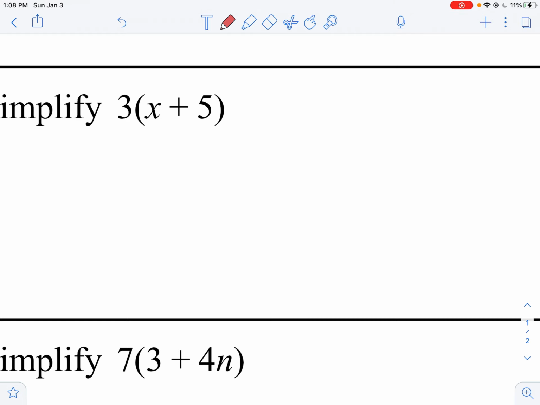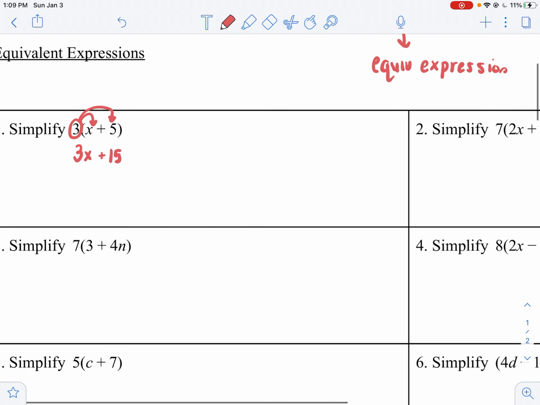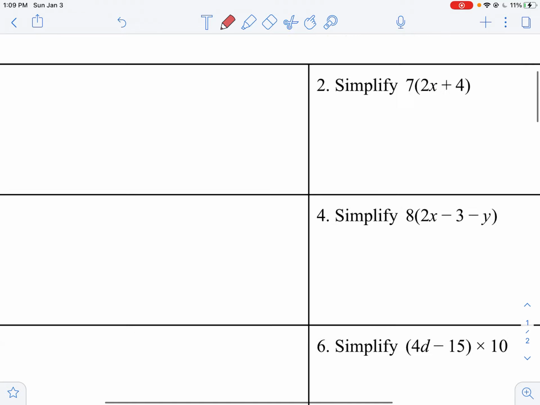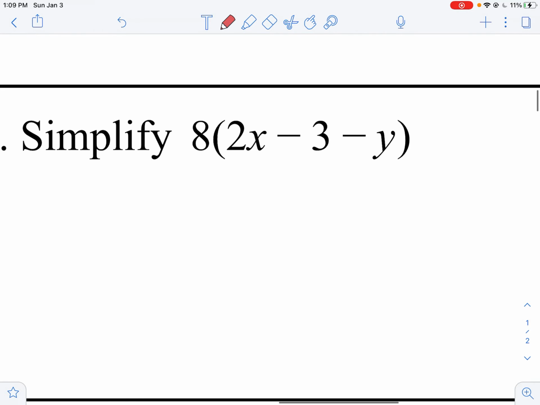We have 3 times x, which is 3x. And then we have 3 times 5, which is 15. And that plus sign is in the middle. Okay, we can also say 3 times a positive 5, which is a positive 15. Okay, let's move on to example 4, because example 4 looks a little bit different.